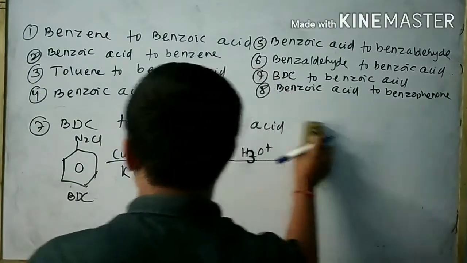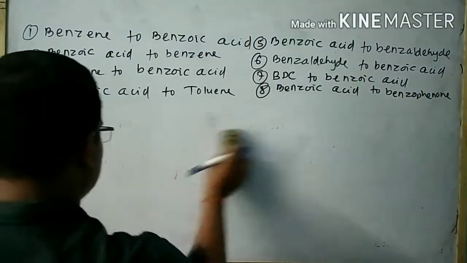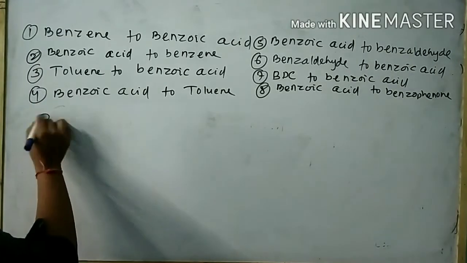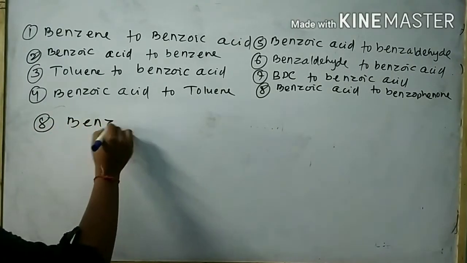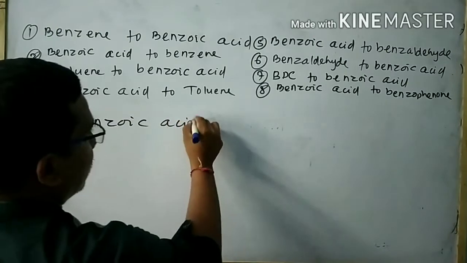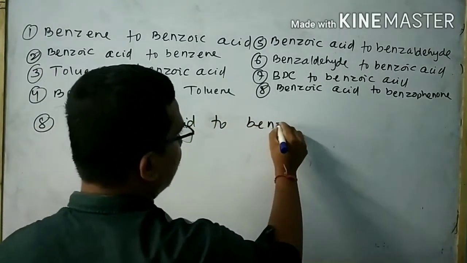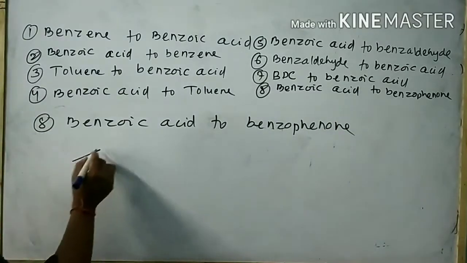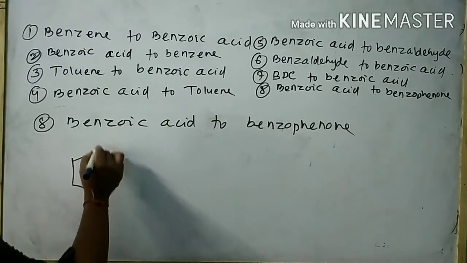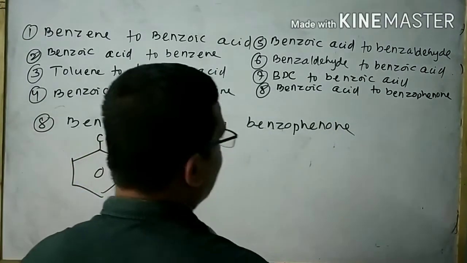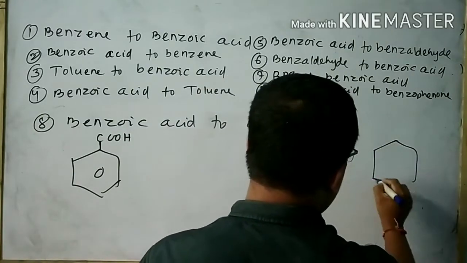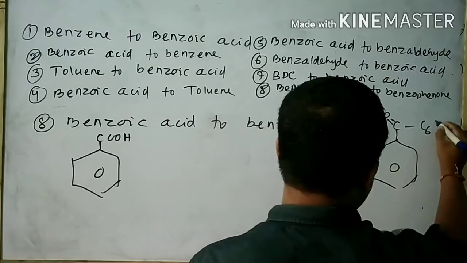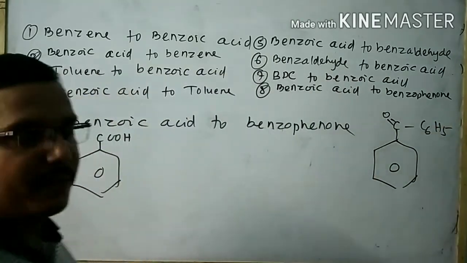Now I will do question number 8. Benzoic acid to benzophenone. The structure of benzoic acid is this. The structure of benzophenone is this. This is the structure of benzophenone.